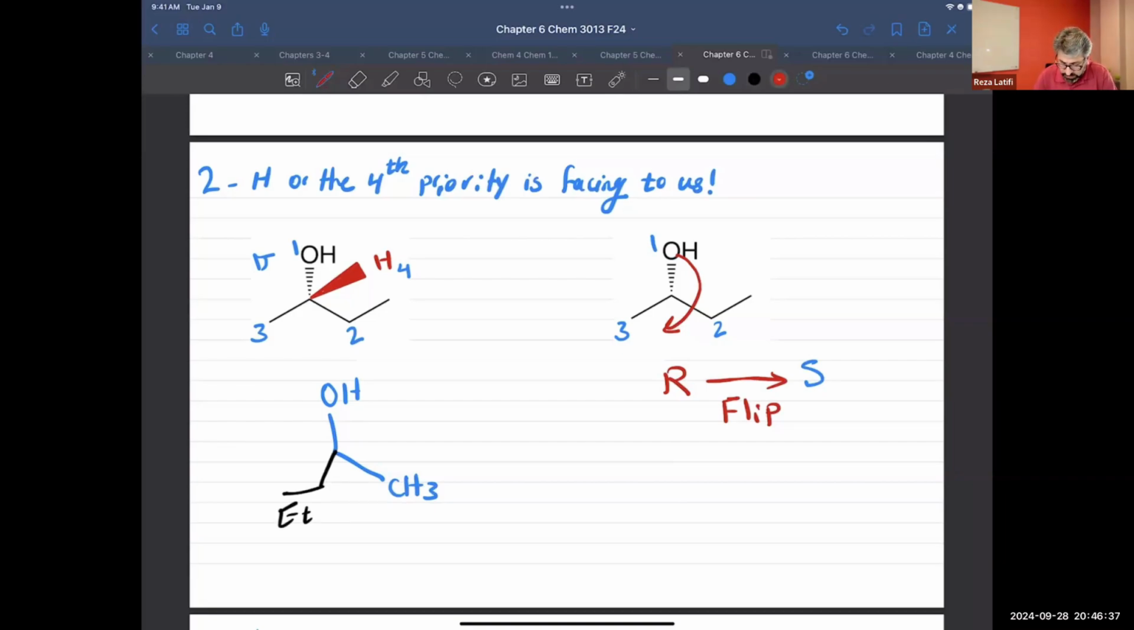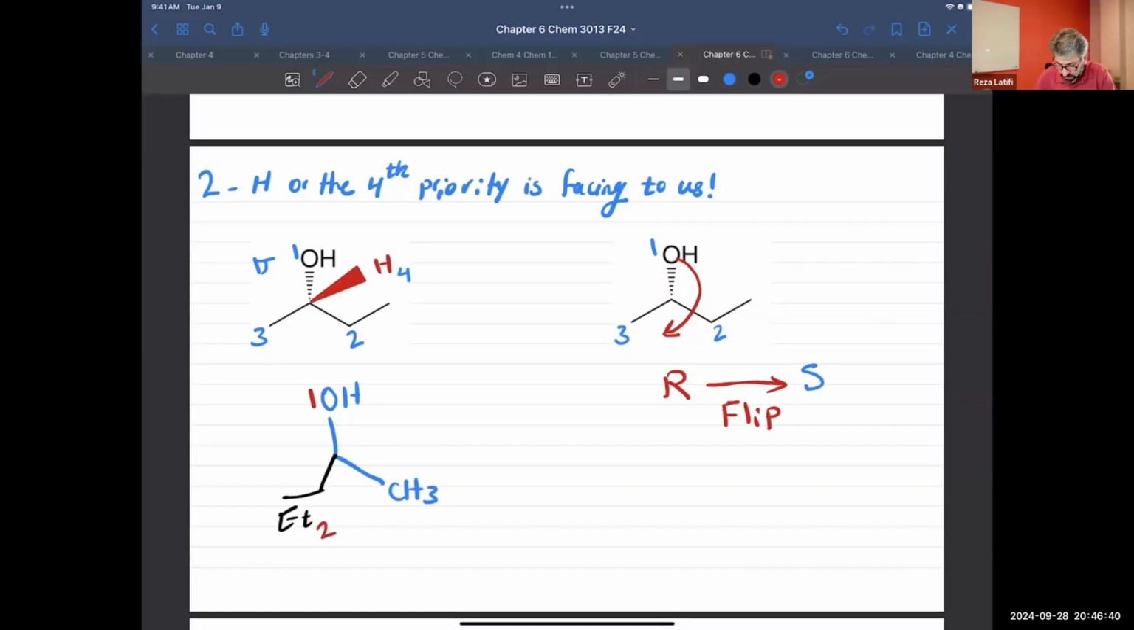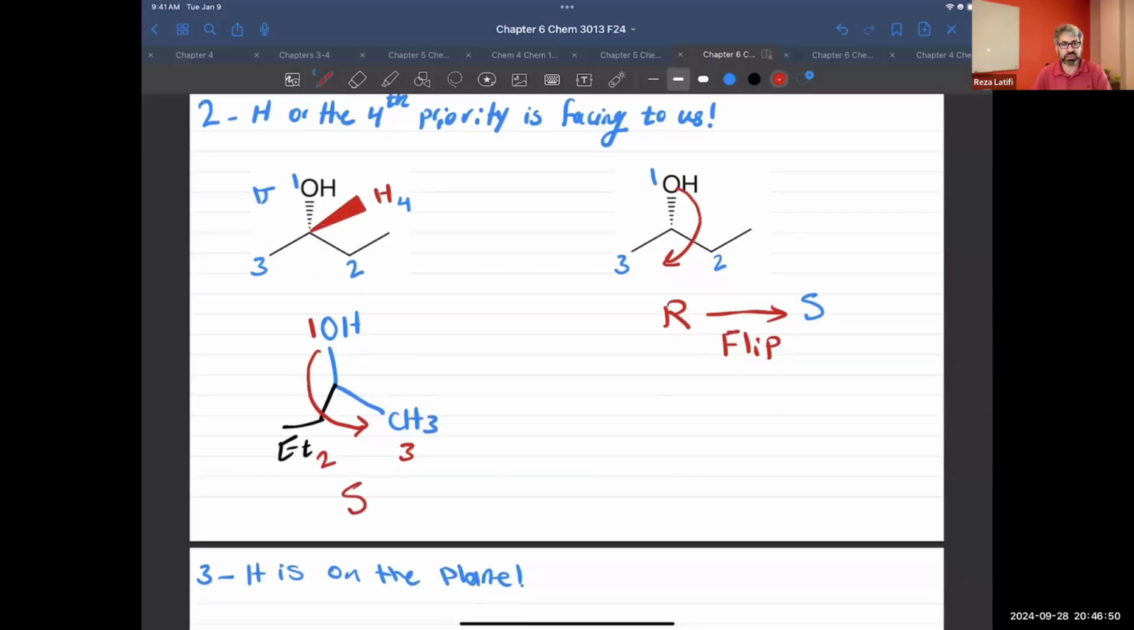Okay, let's give them priority. This is 1, ethyl will be number 2, and methyl will be number 3. Now let's follow the order. When you follow the order, this is counterclockwise, so the configuration is going to be S.